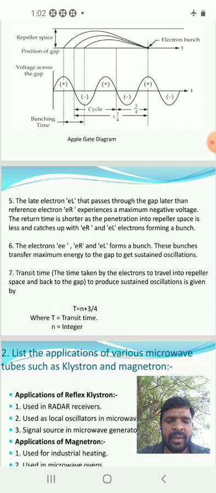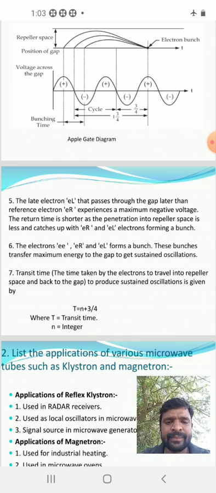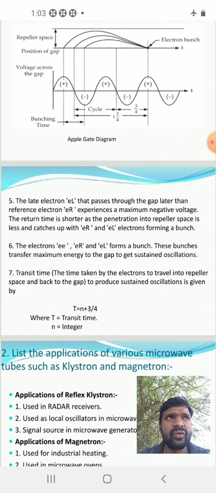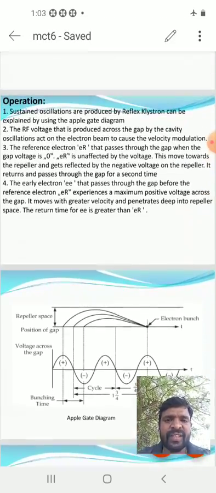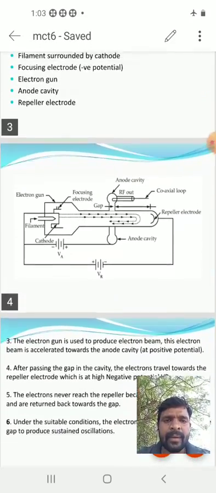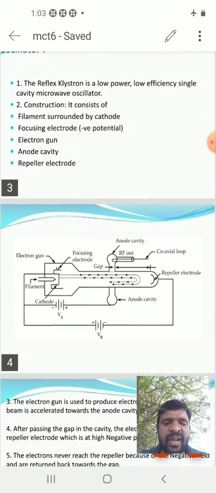If n equal to 1, T equal to 1 plus 3 by 4, that is 4 plus 3, 7 by 4. For n equal to 2, 2 plus 3 by 4, that is 8 plus 3, 11 by 4. In this way the transit time increases. Transit time means the time taken by the electrons to travel from the electron gun to the repeller space and return back to the gap. So this is the operation of the single cavity reflex klystron, or simply reflex klystron oscillators.